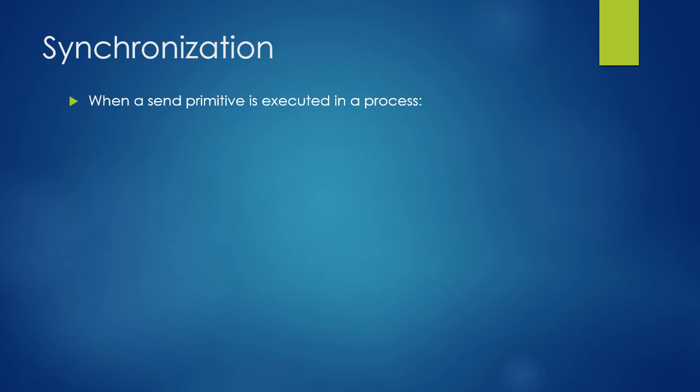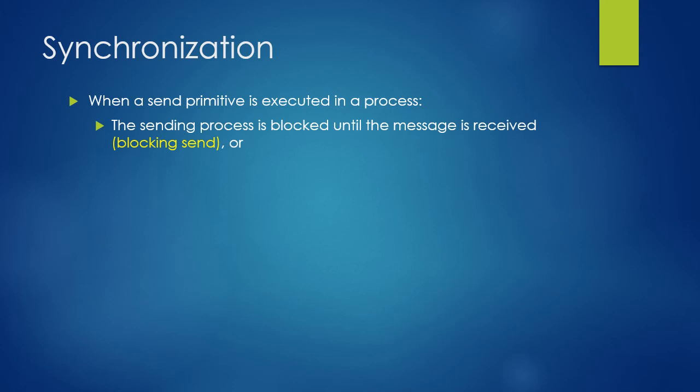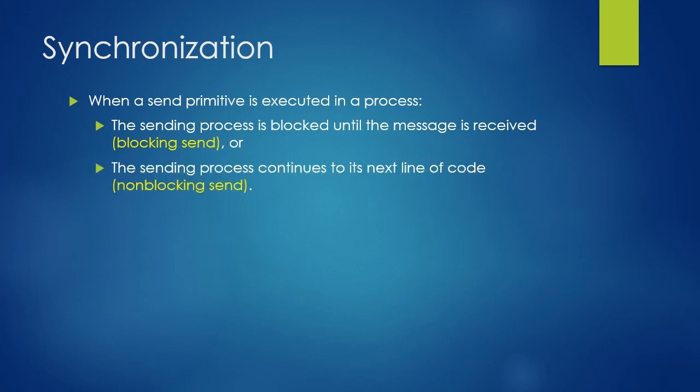When a send primitive is executed in a process, there are two possibilities. Either the sending process is blocked until the message is received, blocking send, or it is not, non-blocking send.